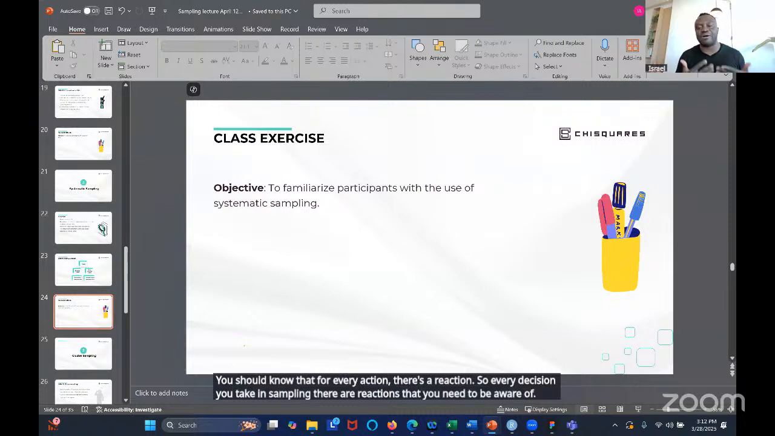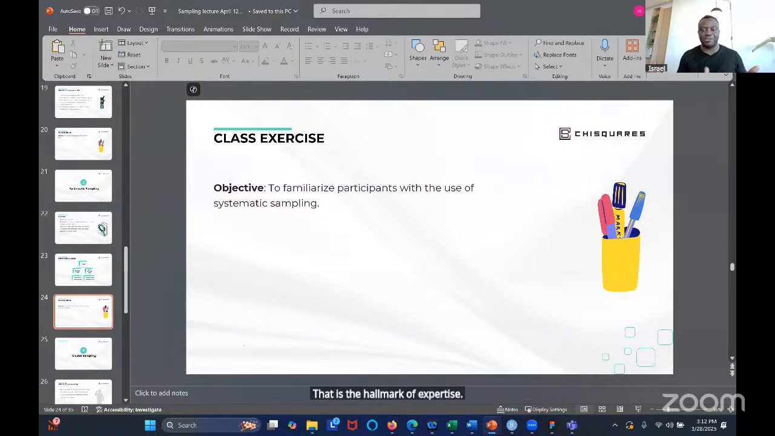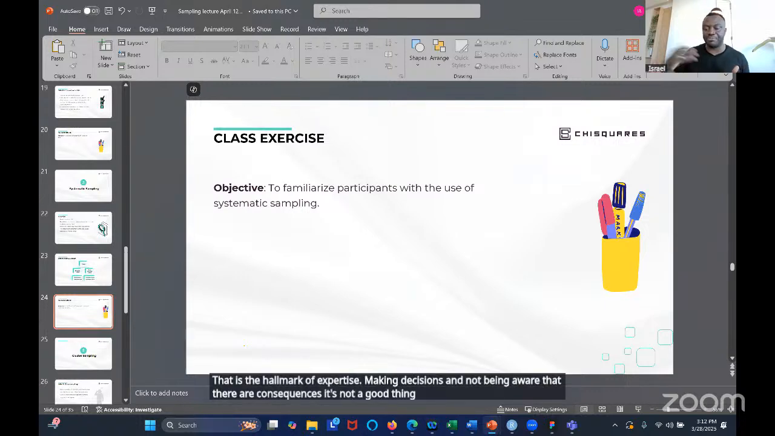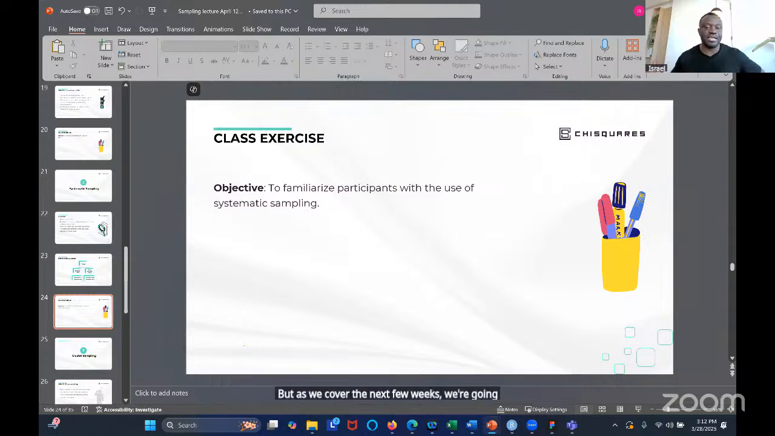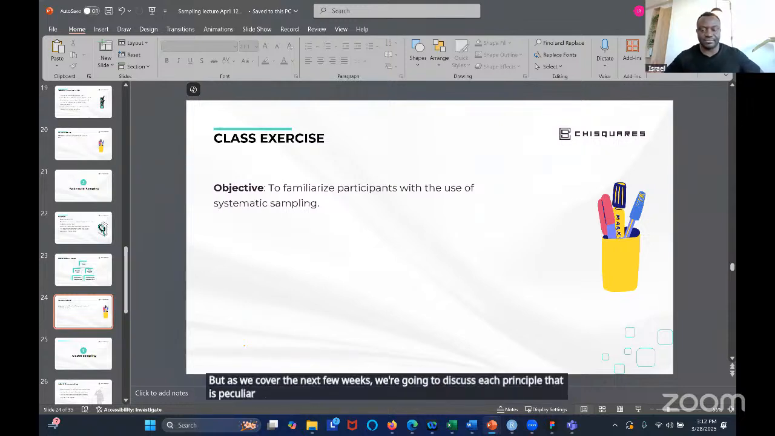That is the hallmark of expertise. Making decisions and not being aware that there are consequences is not a good thing. You should be aware of what happens when you take a decision and what needs to be corrected either now or down the line. But as we cover the next few weeks, we're going to discuss each principle that is peculiar to each study design.